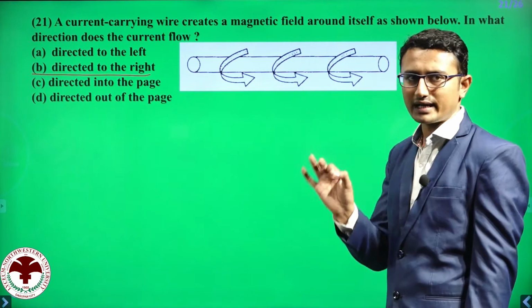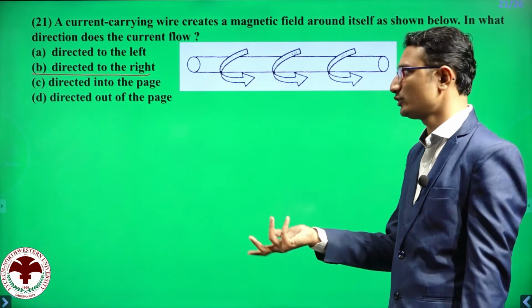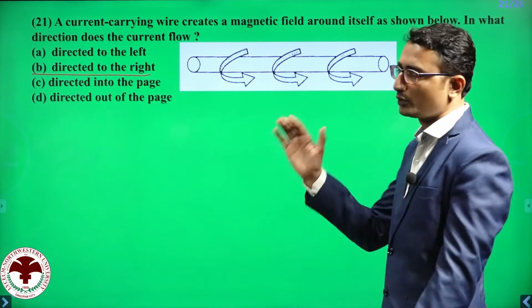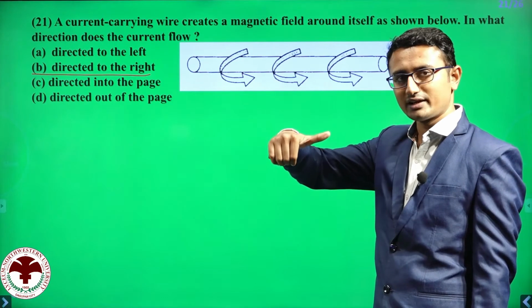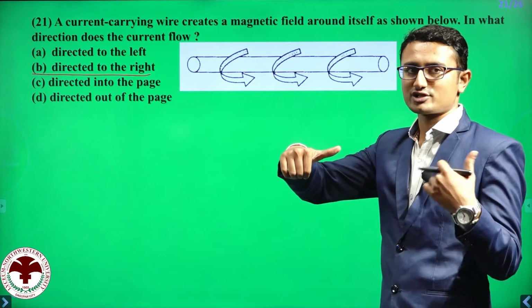Clear? Fleming's right hand rule, that you have to remember always. Put your fingers in the direction of magnetic field, and your thumb will show you the direction of electric current.